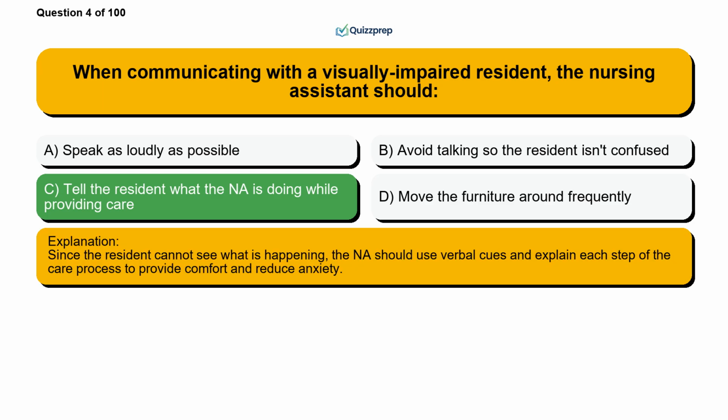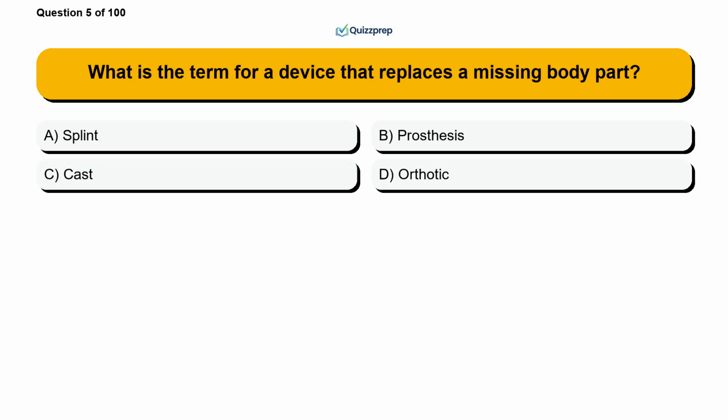Since the resident cannot see what is happening, the NA should use verbal cues and explain each step of the care process to provide comfort and reduce anxiety. Question 5. What is the term for a device that replaces a missing body part? Option A, splint. Option B, prosthesis. Option C, cast. Option D, orthotic. The correct answer is option B, prosthesis.